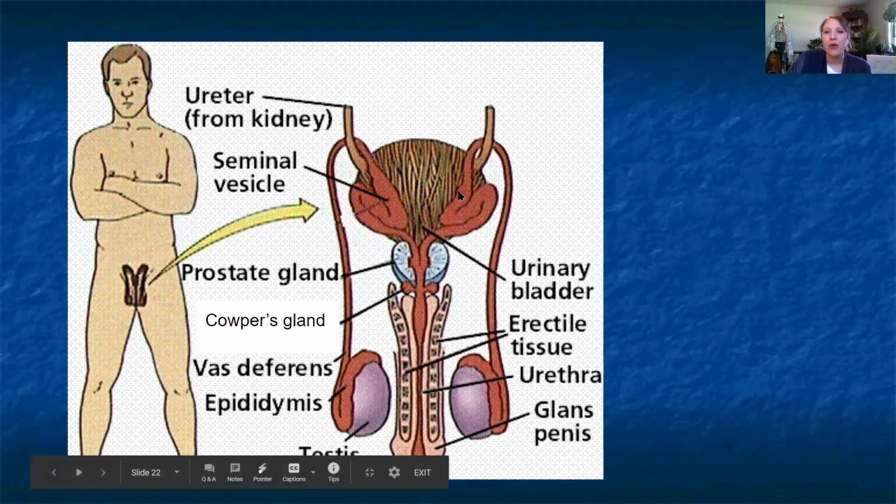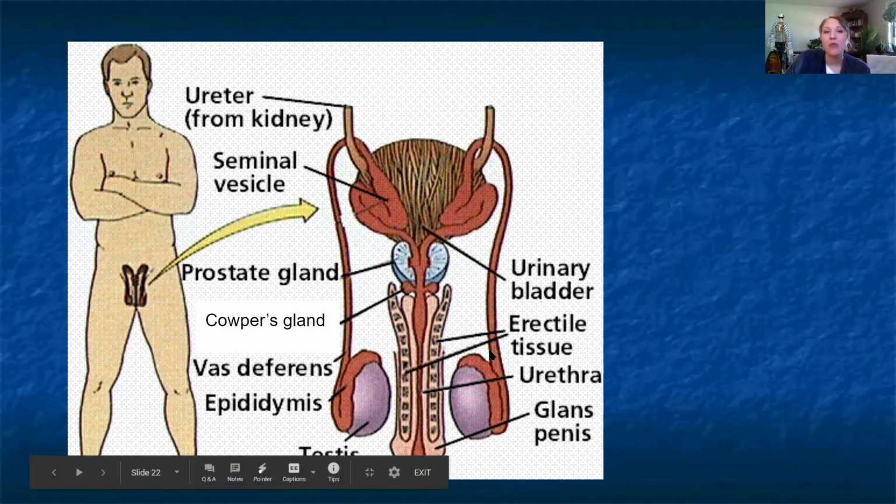Also from the urethra, we would have anything from the urinary bladder adding into that tube so that it can, again, be excreted from the body. On either side of the penis, we have this spongy-like tissue that can become filled with blood and therefore become erect, called erectile tissue. And at the very bottom, the wider part of the tip of the penis is called the glans.